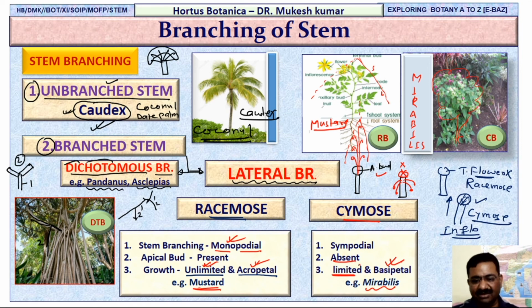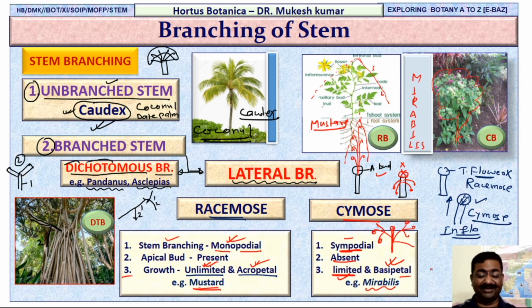Okay, the apical bud is not present. One branch is there, it grows, again branching will be there, it grows, again branching is there. Several branches will arise and fuse on the main part. It's called sympodial branching, isn't it? So we have these important points: stem branching, monopodial in racemose, sympodial in cymose; apical bud present in racemose, absent in cymose; growth unlimited, acropetal as well as centripetal in racemose, but in cymose it shows limited and basipetal branching as we saw in the case of Mirabilis.